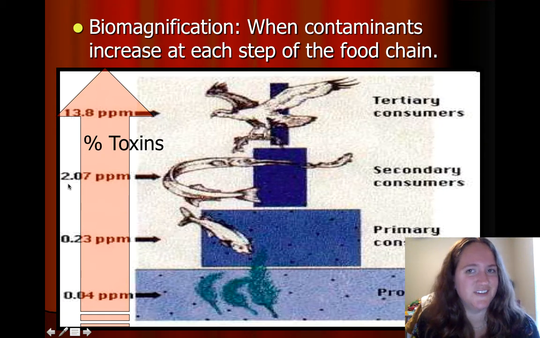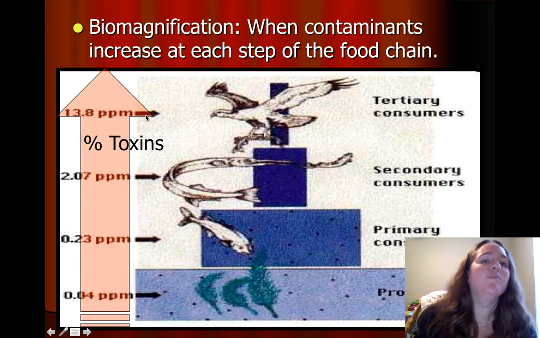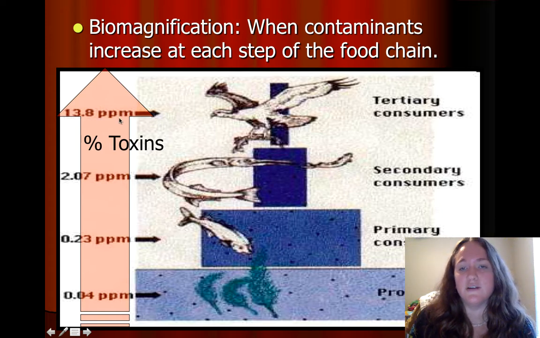Sorry, that's my dog sneezing. Apologize for that. And the bird is going to have 13.8 parts per million.